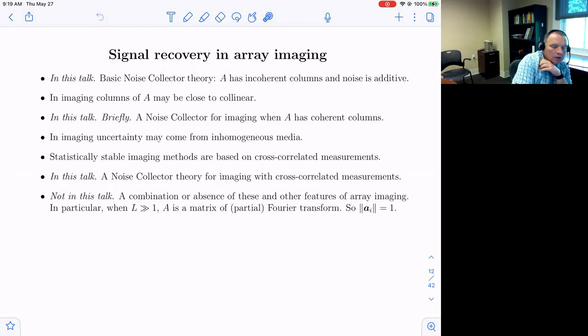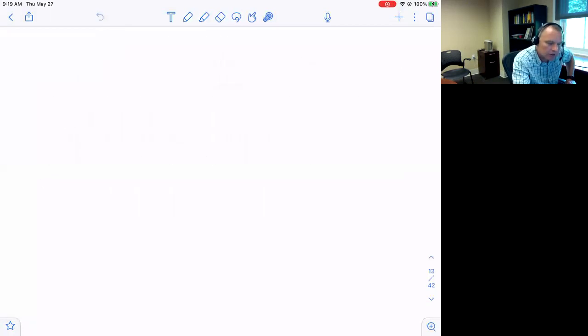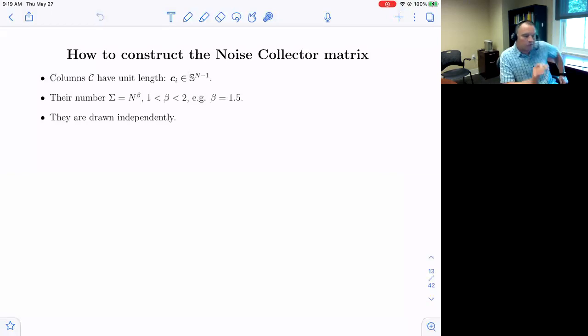So there are three parts. Say, plain vanilla noise collector construction, a little bit of coherence, how you handle coherence, and then the quadratic measurements in the end of the talk. So I had a long introduction. Let me do it a little bit faster now.